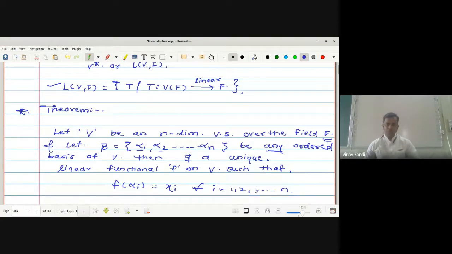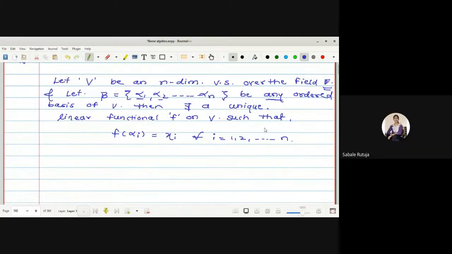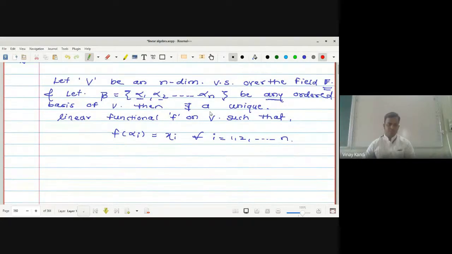Any doubt up to here? No, sir. Okay, now we will see the proof of this theorem. First, we have to prove the existence of f. First we have to prove that there exists a function f on V over F to F. So first, we have to prove the existence of the functional f.